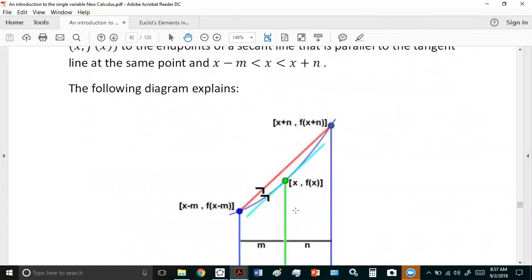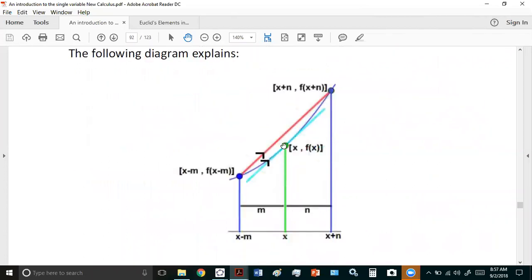And in the diagram, this is what it means. So we always find the slope of the tangent line using a parallel secant, okay? So this is a parallel secant in red, and in light blue or cyan colored is the tangent line. This here is the horizontal distance, m, and the horizontal distance, n. And those are the endpoints of the secant, okay?